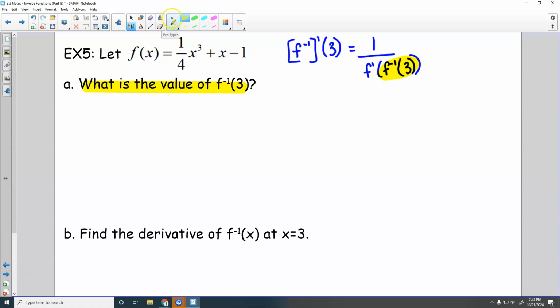So if 3 is the x-coordinate on the inverse, what is it on the original? Y. So what that means is you will have a 3 over here for your f of x, or your y-coordinate, and then you'll have 1/4 x to the 3rd plus x minus 1.